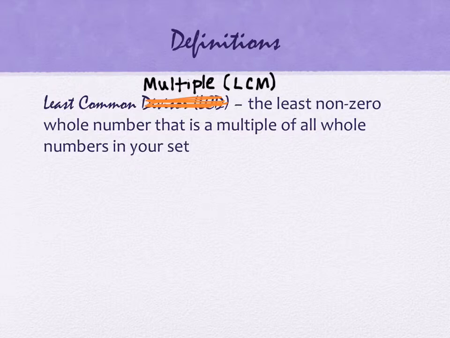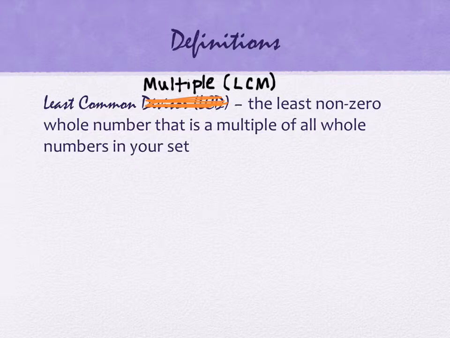All right, so a least common multiple is the least non-zero number. Okay, so no zeros, no negatives, nothing like that. It's a positive number we're looking at here. The least non-zero number that is a multiple of all whole numbers in your set.